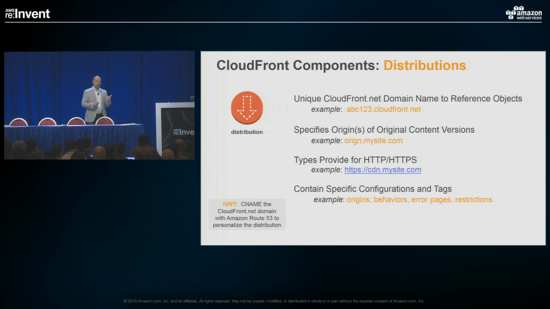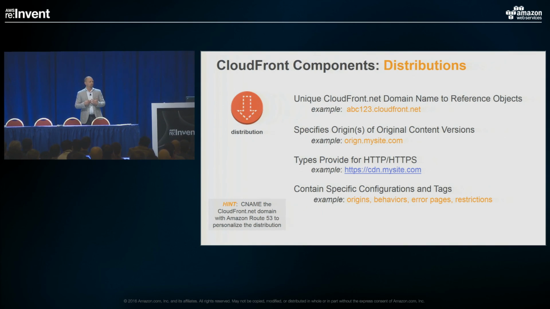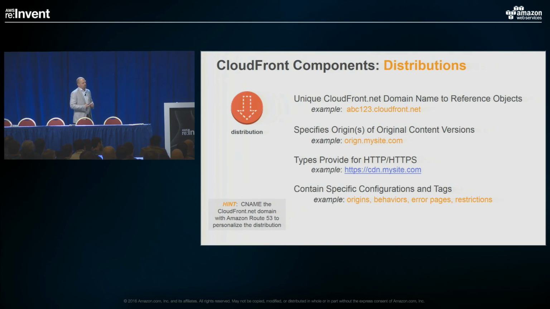The origins need to be specified within that distribution as well. CloudFront needs to know when a request comes in and we don't have the content stored in the cache, we need to know where to get it. So we specify an origin, in this example at origin.mysite.com. We also provide different types of communication via the protocol. So you can communicate with CloudFront via HTTP or HTTPS. And we can also configure specific tags, so we can change the different types of origins, have different behaviors, and have more fine-grained cache control. And I'll go over some of those cache controls.